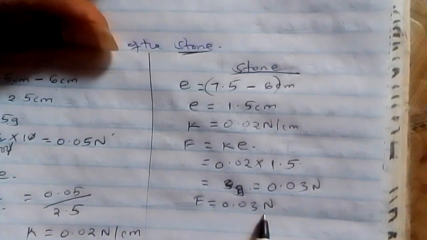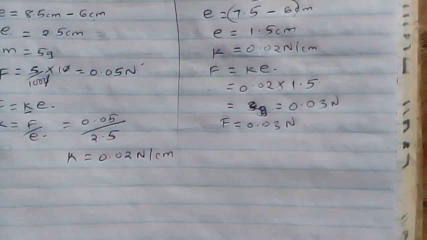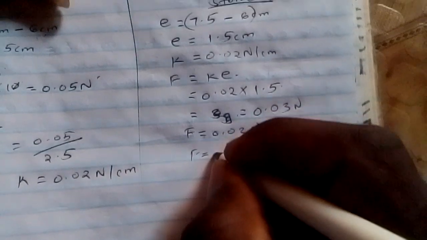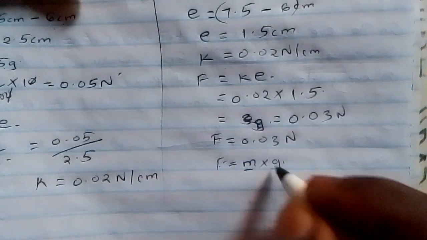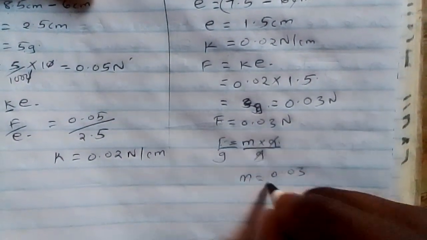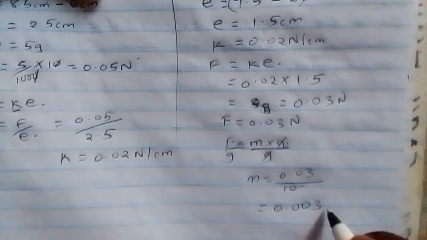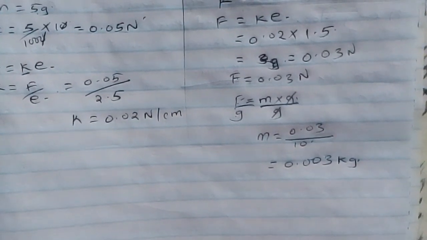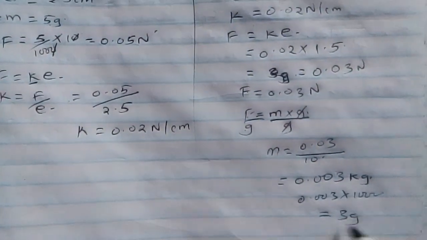And we have to convert this 0.03 newtons into mass, because we have been asked to find the mass of the stone. We say that force is the same as weight, or force is equal to mass times gravitational pull. How do we find the mass? We take force divided by gravitational pull. Our mass will be our force, 0.03, divided by 10, the gravitational pull, which gives 0.003 kilograms. That is the mass of the stone. You can write it in kilograms or in grams. If you want to write it in grams, just take 0.003 times 1,000. This will give us 3 grams as the final mass of the stone.